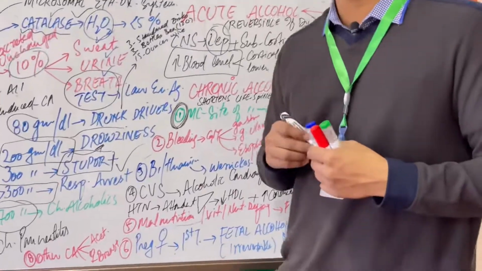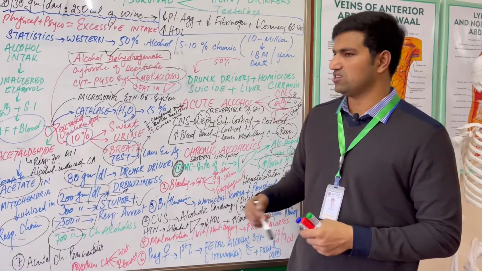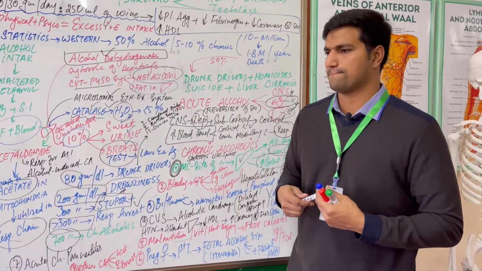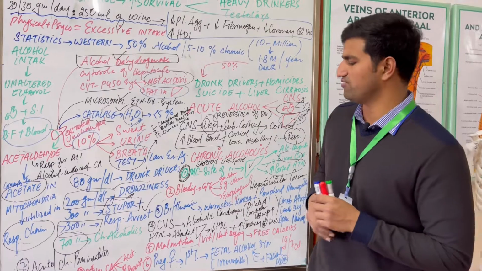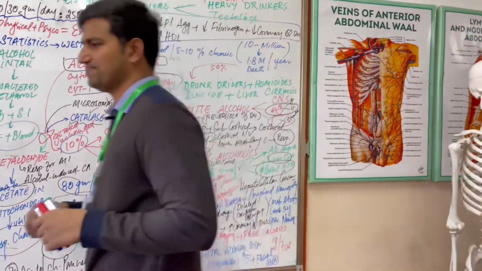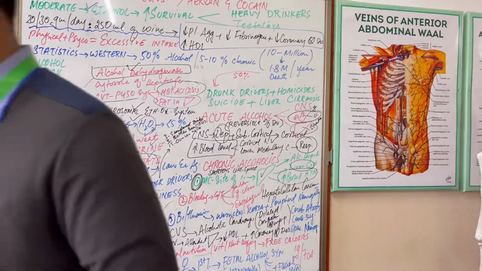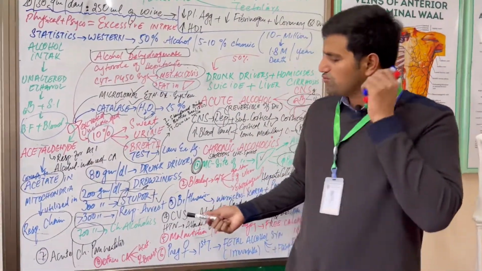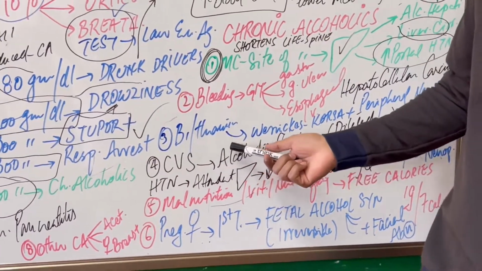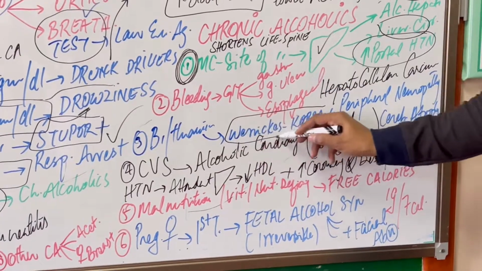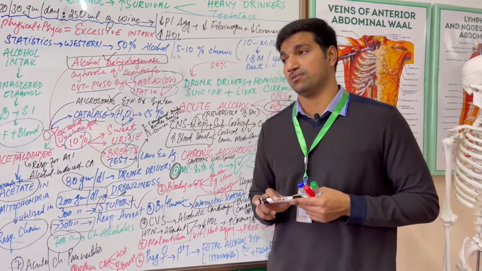Then thirdly, due to chronic alcohol use, there is a deficiency of vitamin B1 or thiamine. Sorry for the inconvenience. Due to chronic alcohol use, there is thiamine deficiency that ends up in the syndrome called Wernicke-Korsakoff syndrome. We have discussed Wernicke-Korsakoff syndrome in detail when we talked about basal ganglia, if you remember.